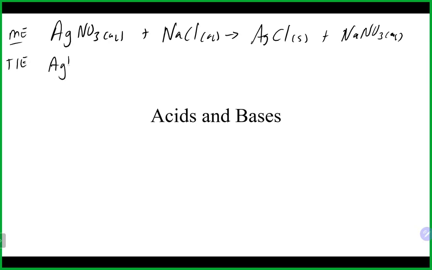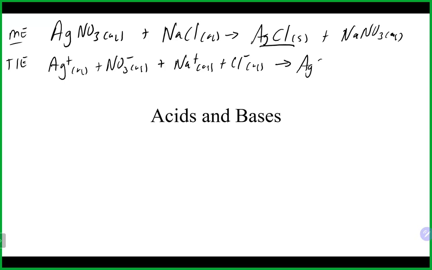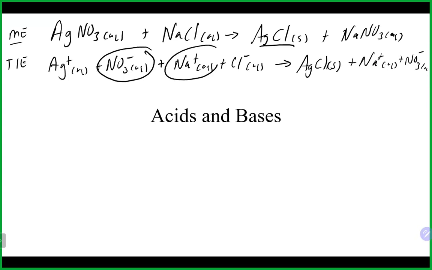This would be silver with a +1 charge. This would be nitrate, the -1 charge. This would be sodium with a +1 charge. This would be chloride with a -1 charge. Once again, we hit a solid, which means we want to keep it together. We would not break it apart. And then this guy here, sodium would break apart, and nitrate would break apart as well. This would be our total ionic equation. And as we can see here, that is our nitrate, that is our sodium on both sides, which look exactly the same. These are our spectator ions.